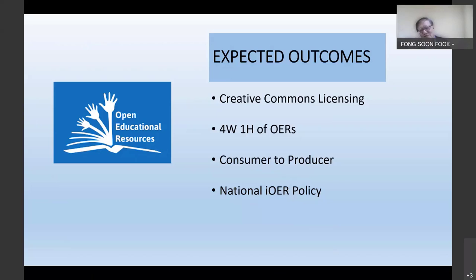world. Then, of course, the agenda concerning the national IOER policy. But before we look into the IOER policy, we need all the basics concerning the licensing and considering the 4W and 1H of OER. So that's where my job of orientation is. Then all this is to prepare us for our training with Dr. Diane Chamber.